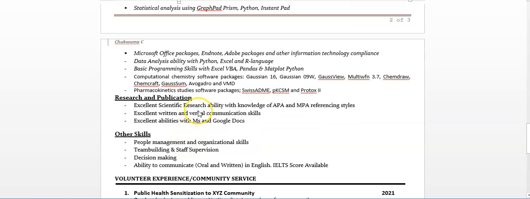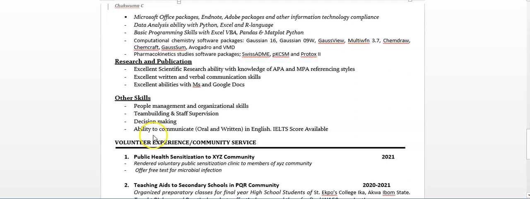Of course, in an academic CV, you must have volunteering experiences and community service. That too is also a very important part.